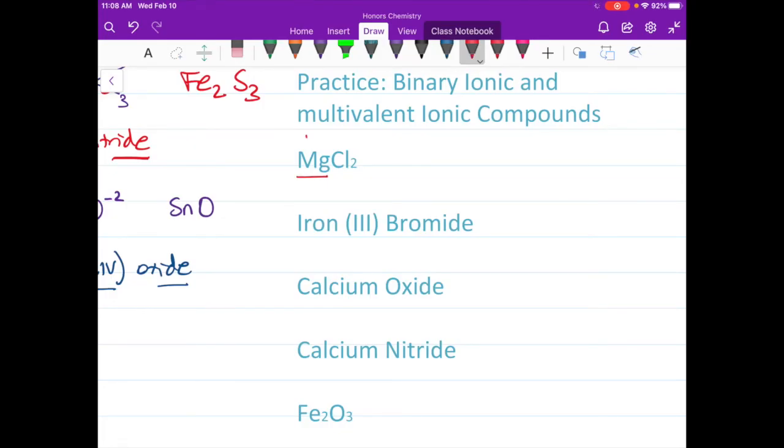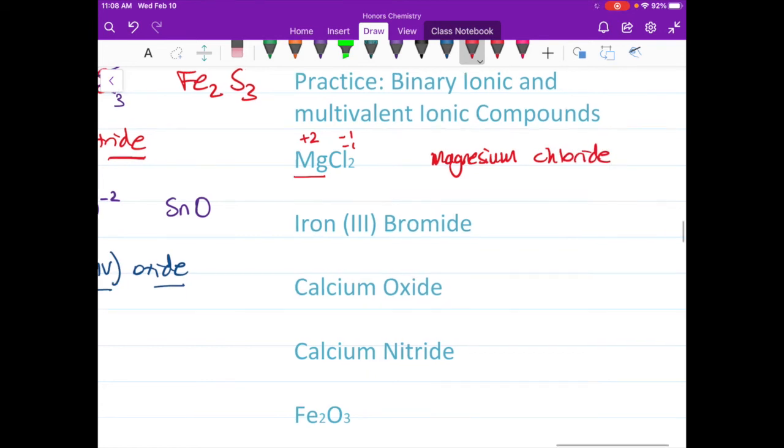Well, Mg is in group 2, so it has a plus 2 charge. Cl is in group 17, so it has a minus 1 charge, and there's two of them. So, of course, they wrote the formula right. This is not multivalent, so all I'm going to do is write magnesium chloride. Now, sometimes students get a bit excited. They're like, well, the charge on magnesium is 2, so I'm going to throw in a Roman numeral 2 here. No, you don't need to. Why? Because it's not multivalent. It's always going to be plus 2, so don't write it there.